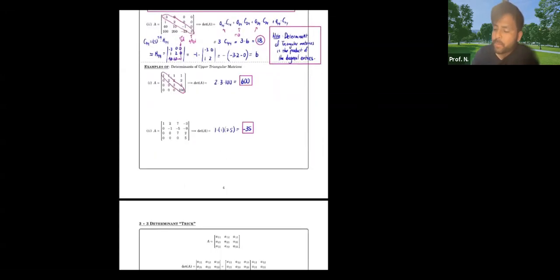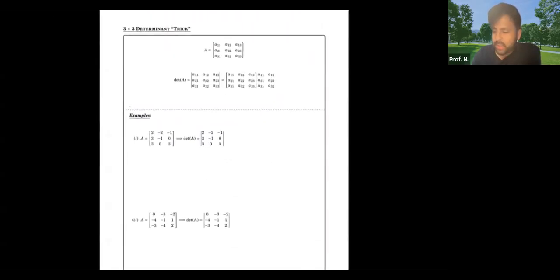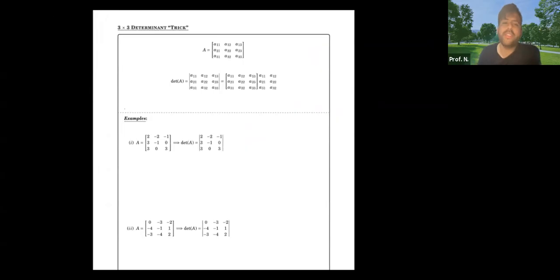But cool. And then guess what, guys? There's another trick. That's right. I told you. There's a 3 by 3 determinant trick. So instead of having to do the cofactor expansion, you're like, oh my goodness, I have to do all this stuff. This is actually a cool little trick. It only works for 3 by 3 though. It doesn't work for any other size.